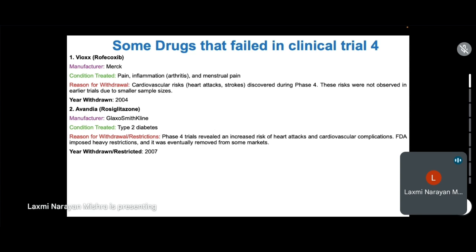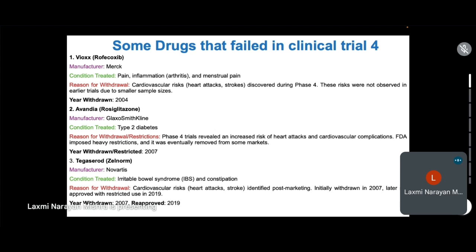We also have an example from Glaxo, SmithKline, we call GSK. In India, we call it Glaxo. It's a very famous brand in the market. And Avandia was used to treat type 2 diabetes. It was withdrawn after the phase 4 clinical trial, after reaching the market, revealed an increased risk of heart attacks and cardiovascular complications. So FDA imposed heavy restrictions, and it was eventually removed from some markets in 2007.